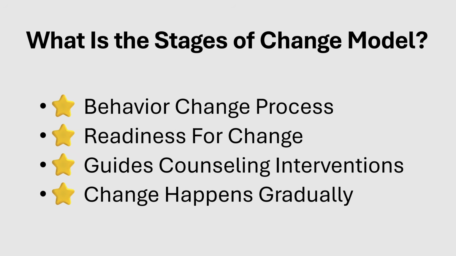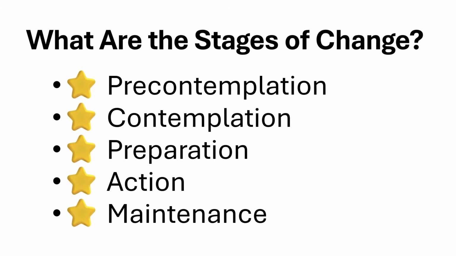The model was developed by psychologists James Prochaska and Carlo DiClemente in the late 1970s while studying how people successfully change health-related behaviors. Today, it is widely used in addiction counseling, mental health treatment, health promotion, and behavior change interventions. Understanding this model is important because it frequently appears on addiction counselor certification and licensing exams. The stages of change model consists of 5 primary stages that describe a person's readiness to change a behavior. Some versions of the model also include relapse as a common part of the change process.